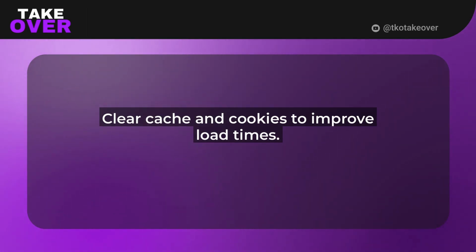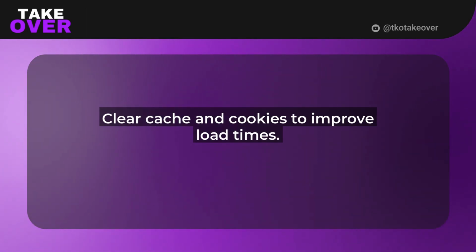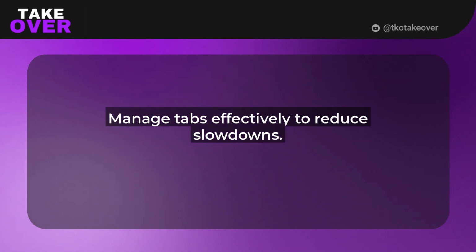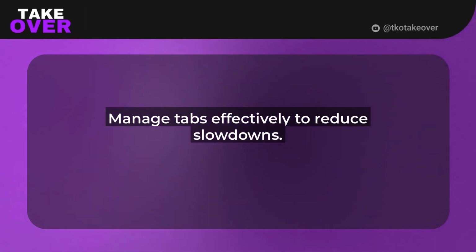Next, clear out your cache and cookies. Over time, these build up and can slow things down. Open Chrome, tap the three dots in the top right for settings, go to Privacy and Security, and select Clear Browsing Data. Choose Cached Images and Files, then Confirm. You'll notice a snappier load time right away.